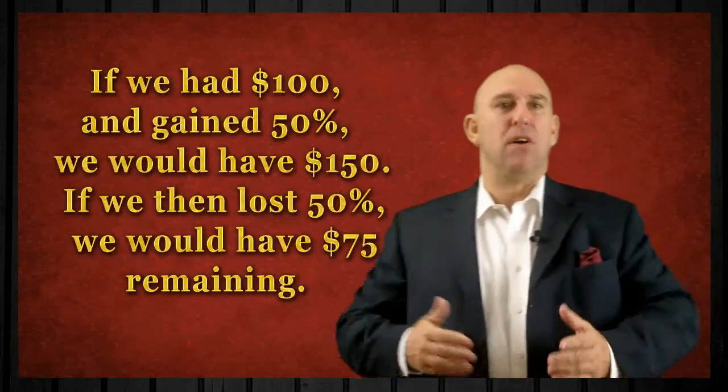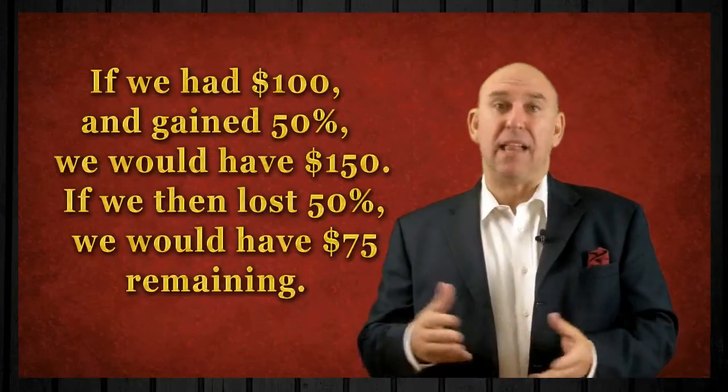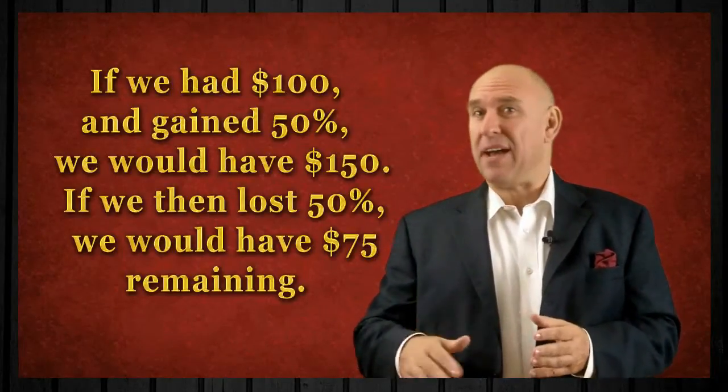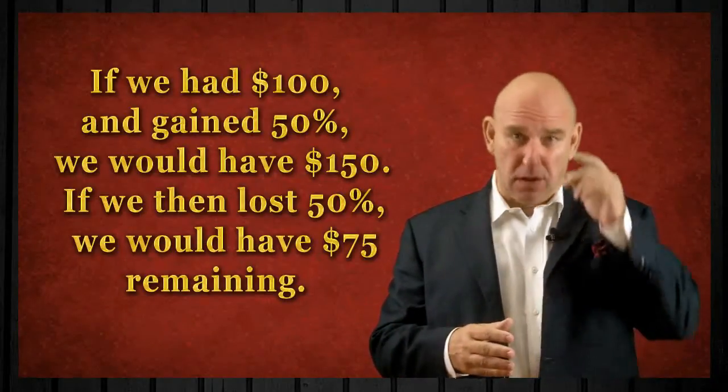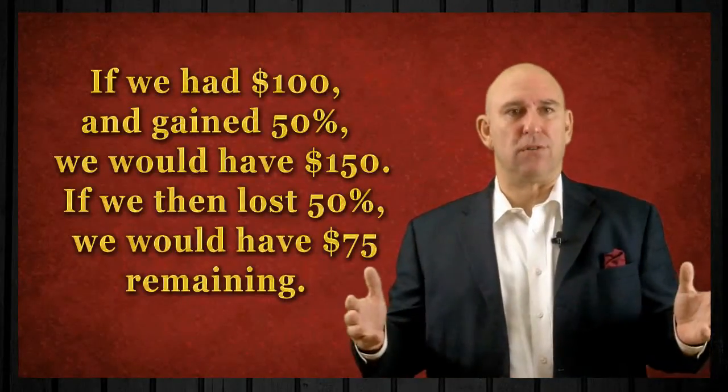For example, if I have $100 and lose 50%, I'll have $50 left over. And if I gain 50% on the 50, then I'd have a $75 result. The same exact outcome results. My clients hear me refer to this as the investment roller coaster. I then ask them what they want their roller coaster to look like.